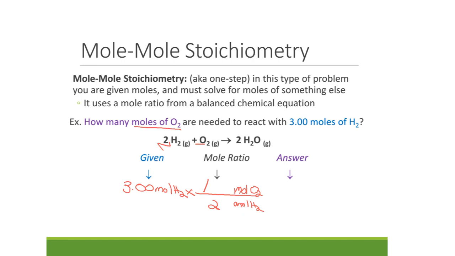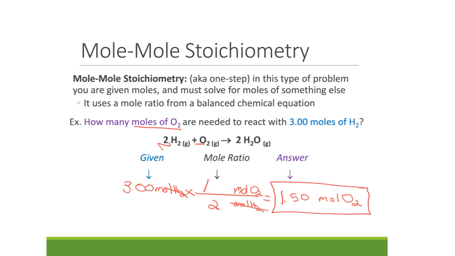And you can see when I set this up, my 3 moles of H2 is in the numerator and the denominator. So that unit cancels out. Not the number, leave the numbers, but we're canceling out the unit, moles of H2. And the unit we're left with is the one we're solving for, moles of O2. So now I can solve this. 3 times 1 divided by 2 is 1.50 moles of O2. We need 1.50 as our answer because we need to have 3 sig figs to match the sig figs that we started with.